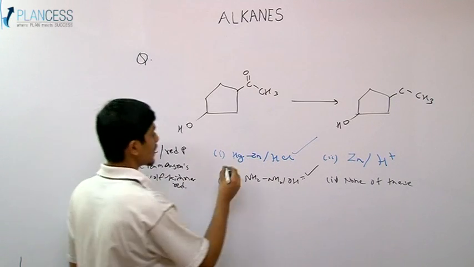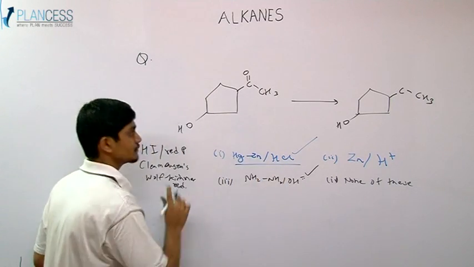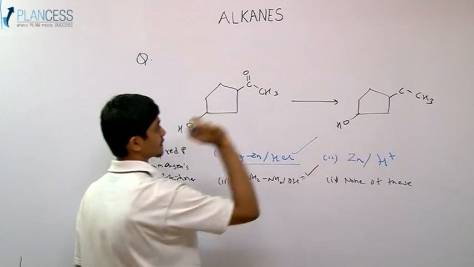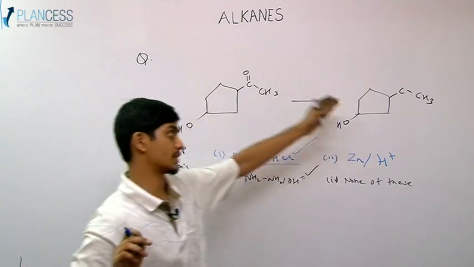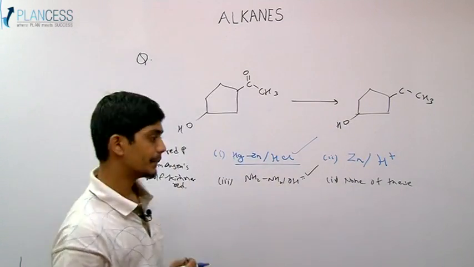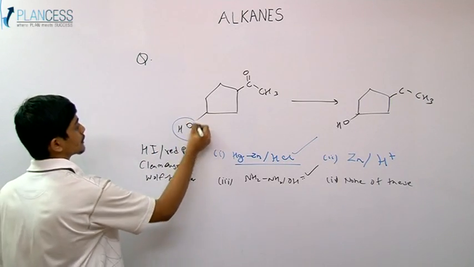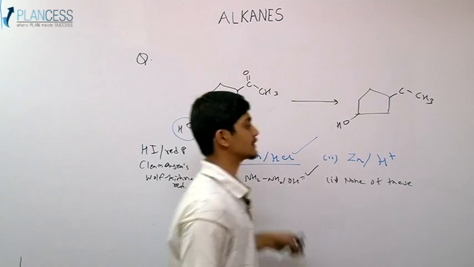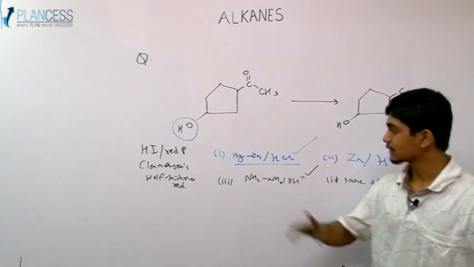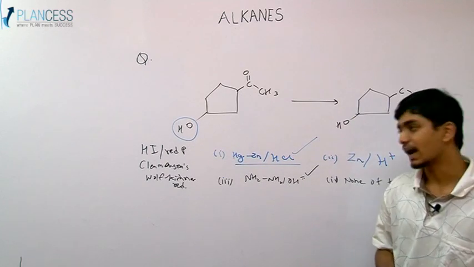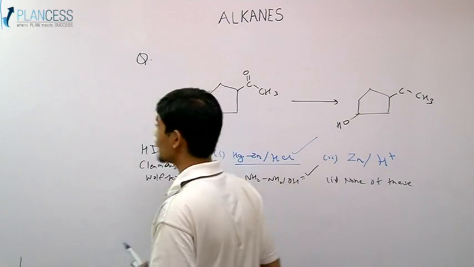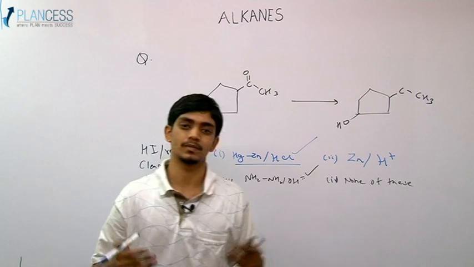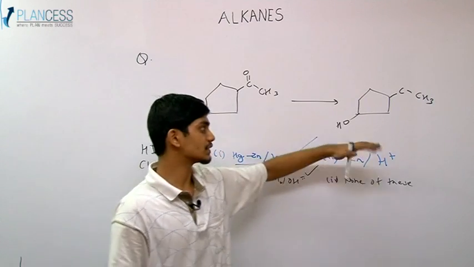Now suppose I take HgZn and HCl. Yes, definitely the reaction will happen. The double bond O will be reduced to the alkane, but what about this alcohol? Because of this HCl, the alcohol, the hydrogen will be abstracted and this will slightly change the structure and this might go under some other reaction. So we won't get this product.